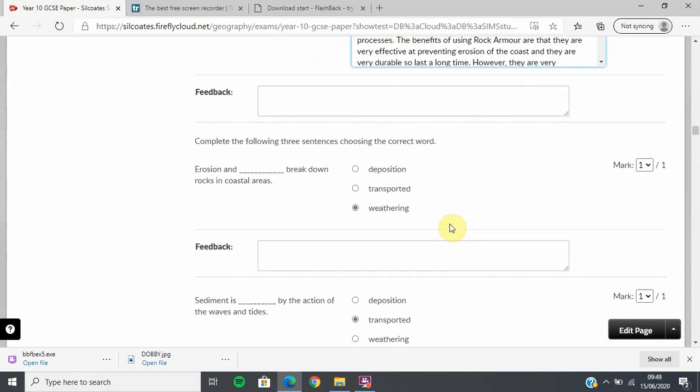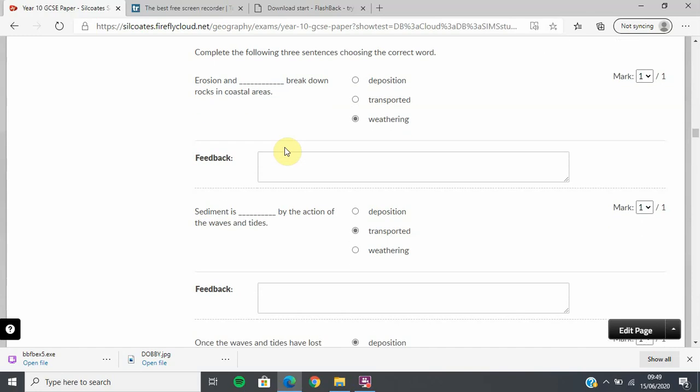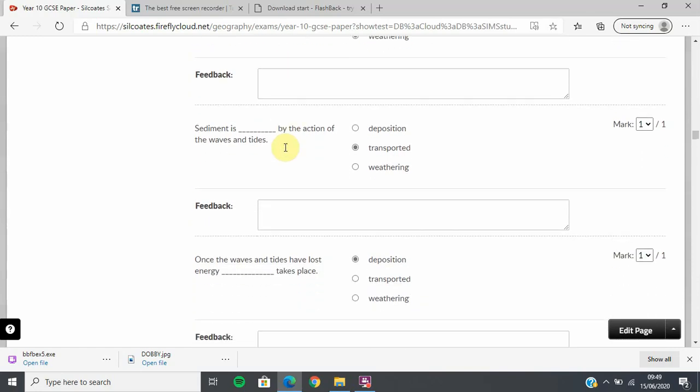Complete the following three sentences. Okay, so erosion and weathering break down rocks in coastal areas. Weathering and erosion. Erosion, the movement that breaks things down. Weathering, in situ, where it stays still. Okay, usually by the weather, hence the name. Next is sediment is transported by the action of the waves and tides. So it's moved along by waves and the tide.